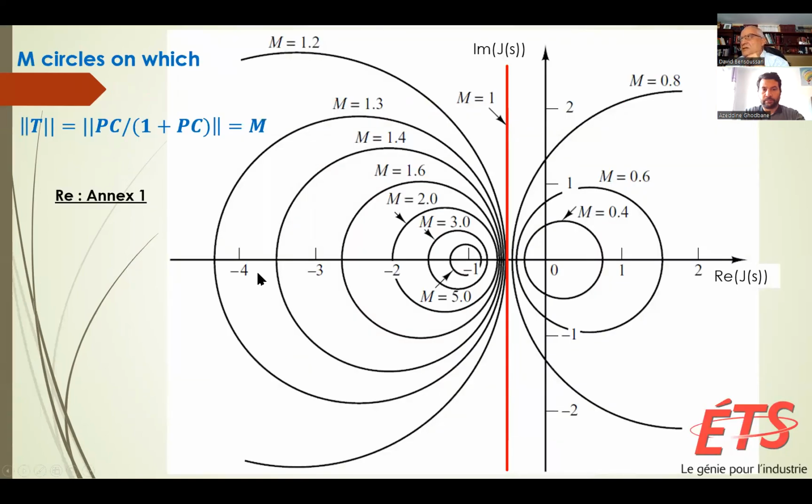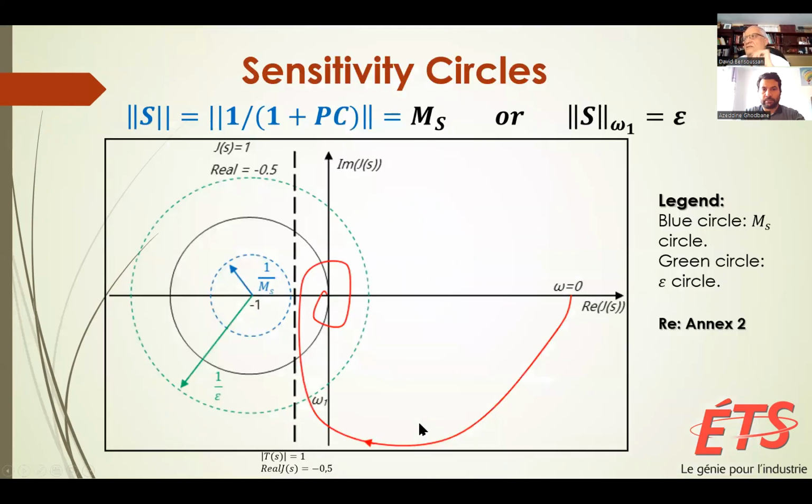Recall, these are the M circles, which simply say that the modulus of the closed loop is equal to M for a value of M, and ideally it's 1. That means in a Nyquist plane, we should have the Nyquist locus stick as much as possible to this real value of -1, which corresponds to T equals 1. That means to the ideal. It won't be possible at all frequencies, but we try to match it at most frequencies.